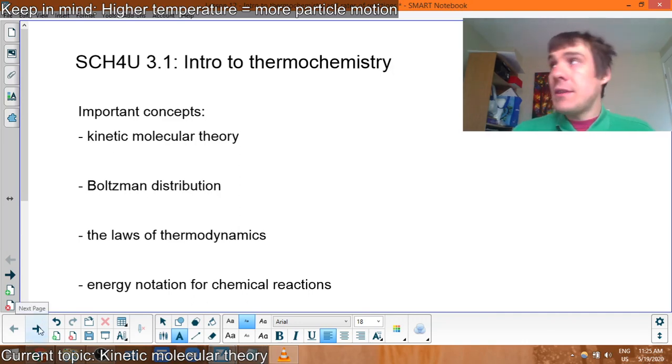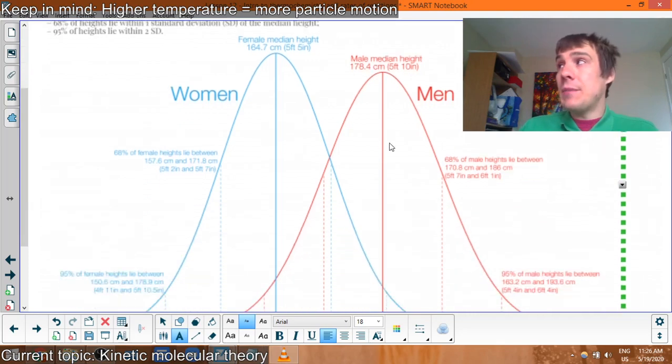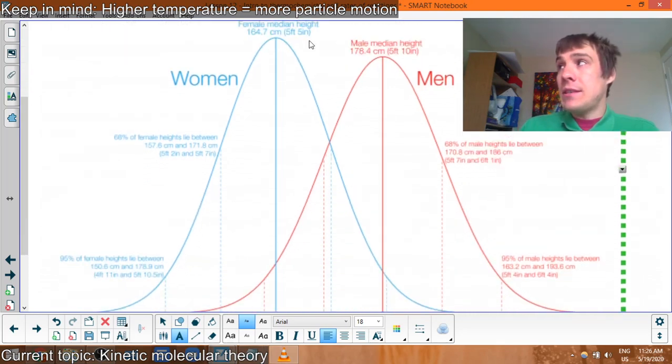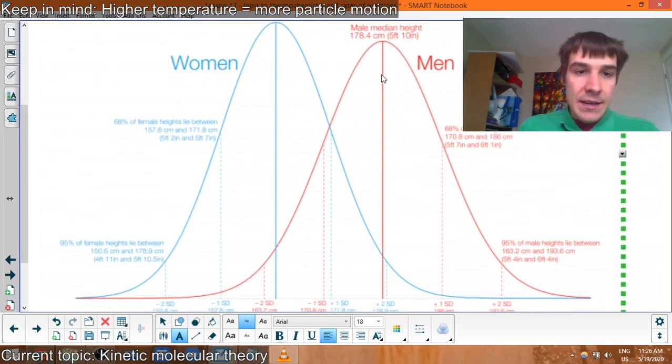Let's just jump right into it with kinetic molecular theory, but before we do, a little background info and a little analogy for distributions and cutoffs. Here, for example, is the distribution of male and female heights. We see here women and men. We see the distribution of heights, the median for women, 5'5", the median for men, 5'10". And you can see, on average, men are taller than women.